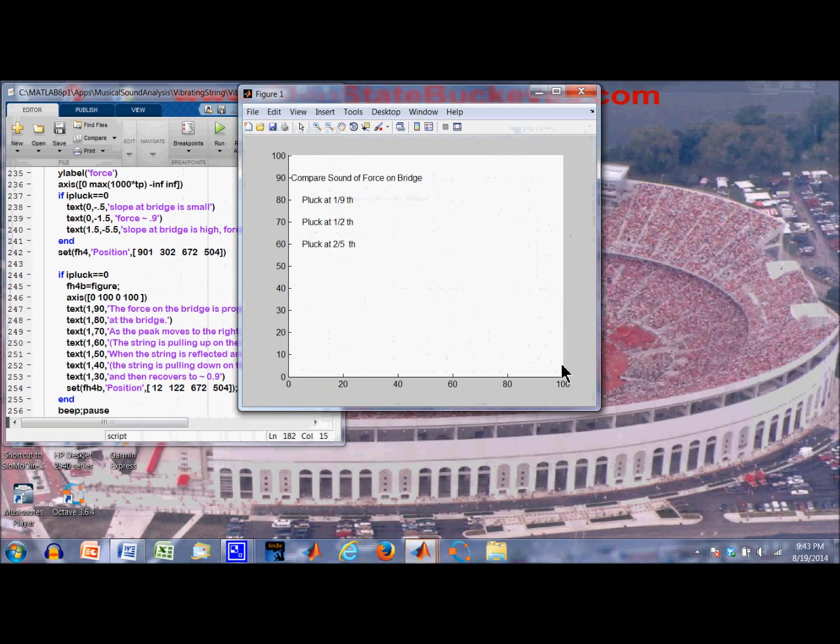Okay, now let's compare the three different plucks from the point of view of sound. Here's 1/9. 1/2. 2/5.